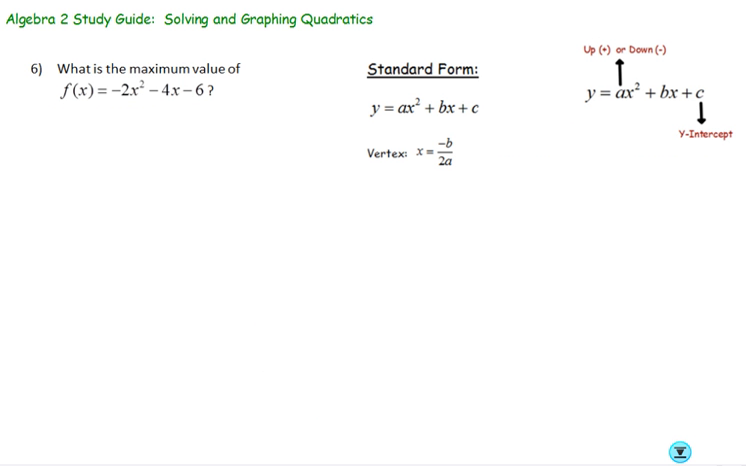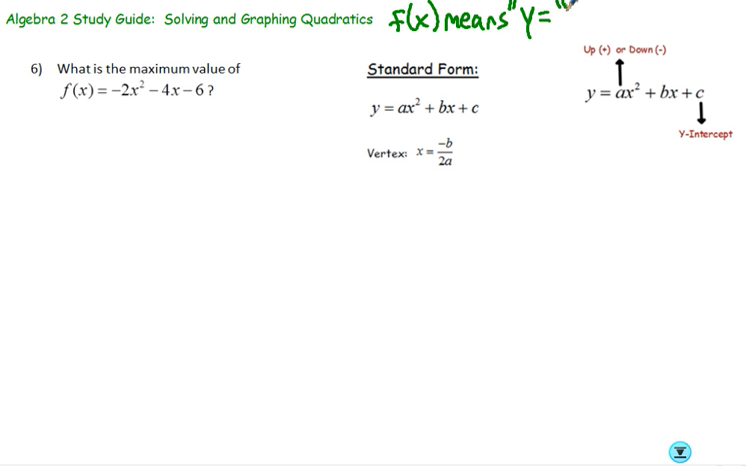Number 6 says, what is the maximum value of, and then it gives you something. Well, first of all, one thing we should clarify here is that you might notice this thing that says f parentheses x, that's actually f of x. It's function notation. You may or may not have seen that before. Just make a little note to yourself here. F of x means the same thing as y equals. So it means exactly the same thing.